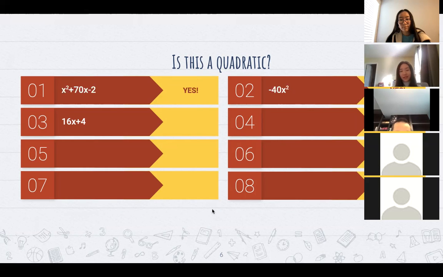Yeah, you guys are right. This is not a quadratic. The highest exponent for a variable is 1, so it's a linear.